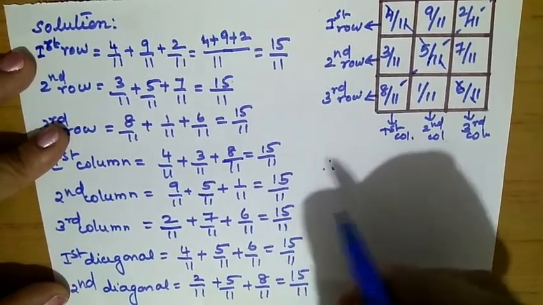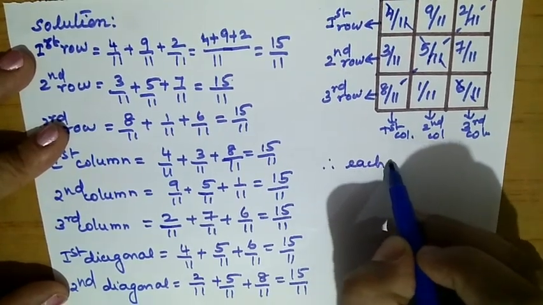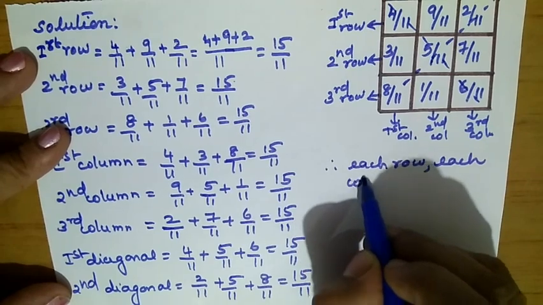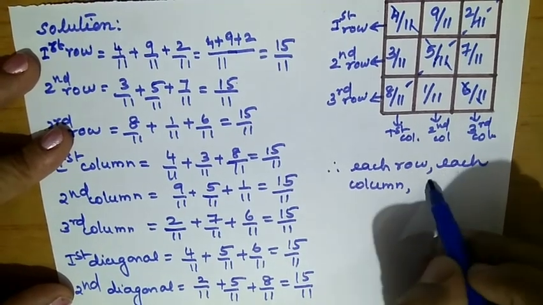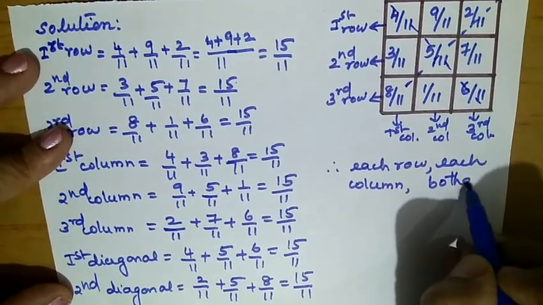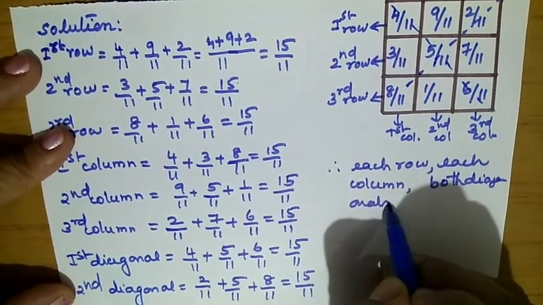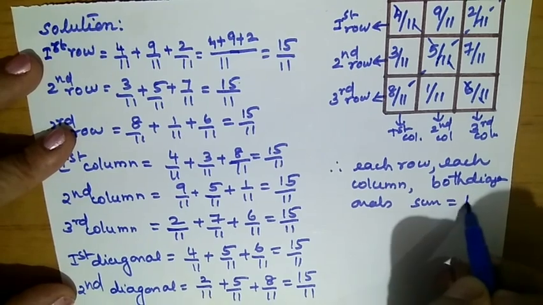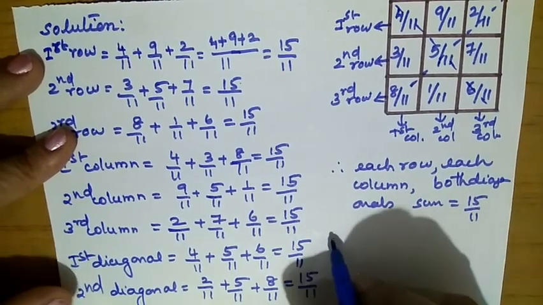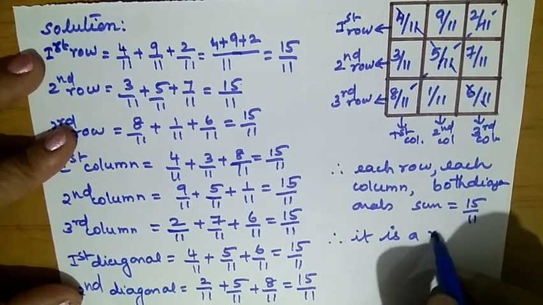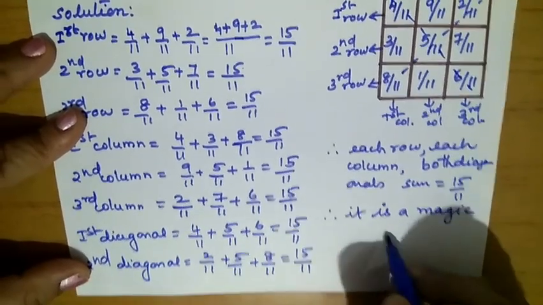This is what we got here: each row, each column and both diagonals sum to 15 by 11. Therefore, it is a magic square.